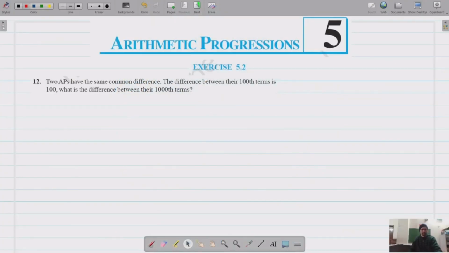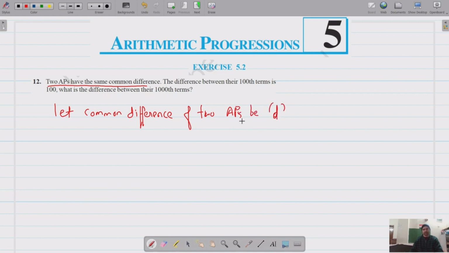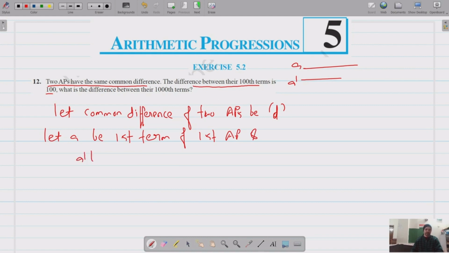Okay, so for question number 12, it says that there are two APs that have the same common difference. So let the common difference of the APs be D. And now the difference between the 100th terms is 100. So there are two APs. Let A be the first term of the first AP and A dash be the first term of the second AP.